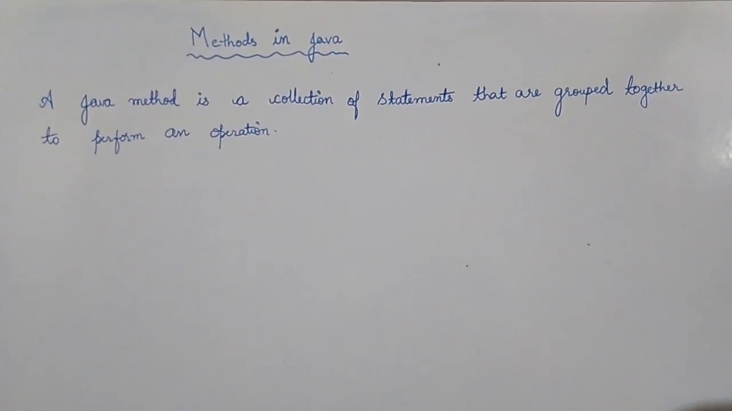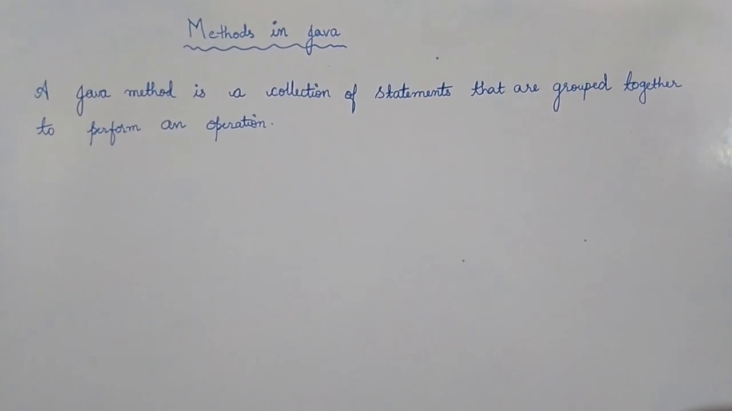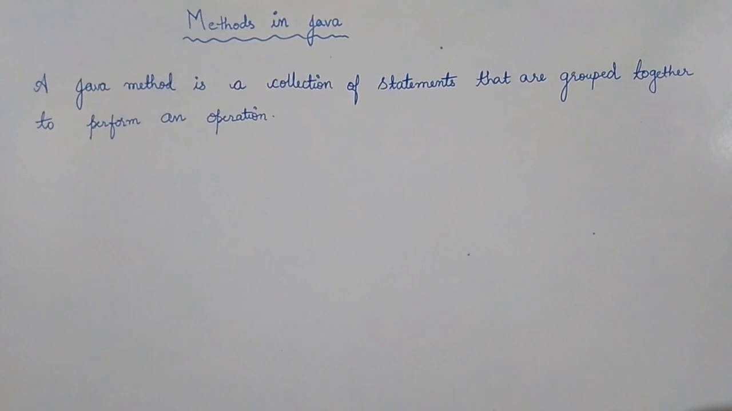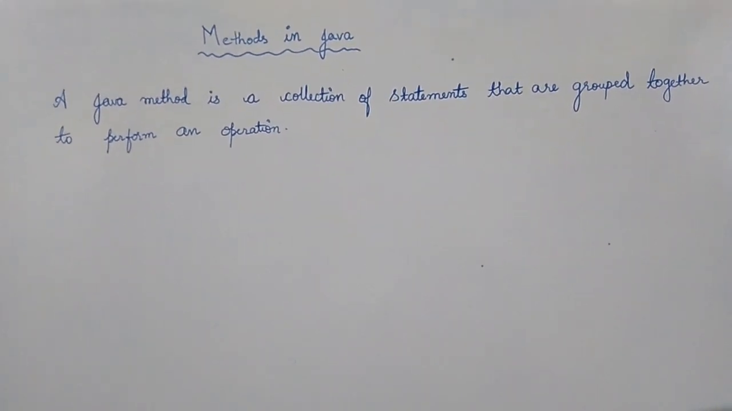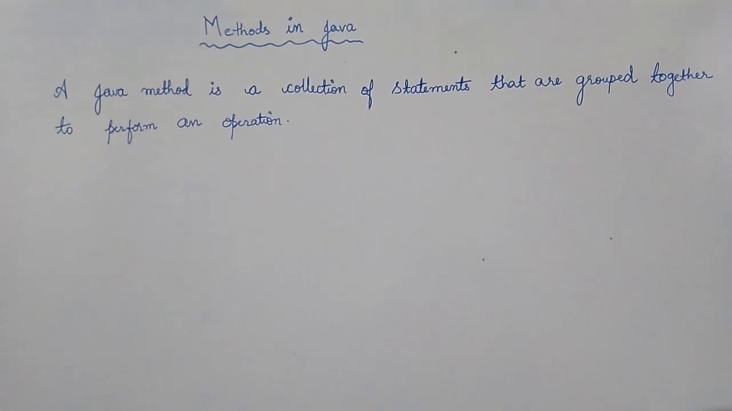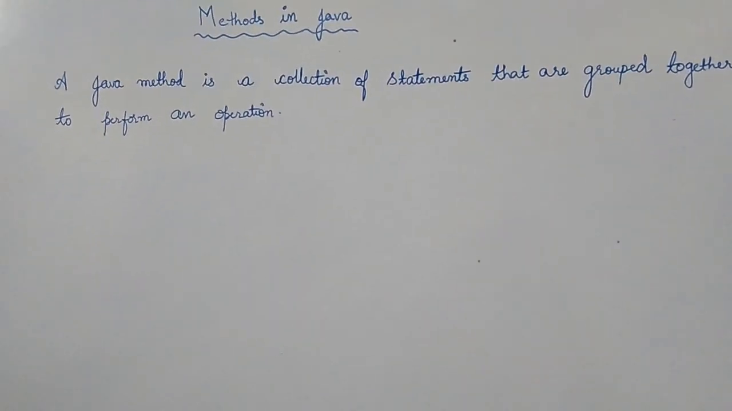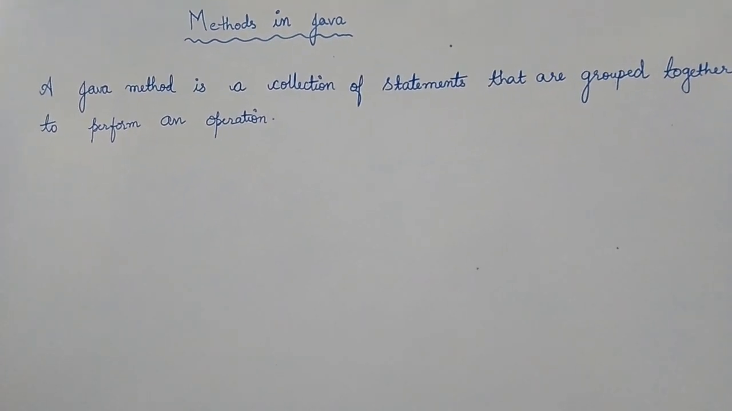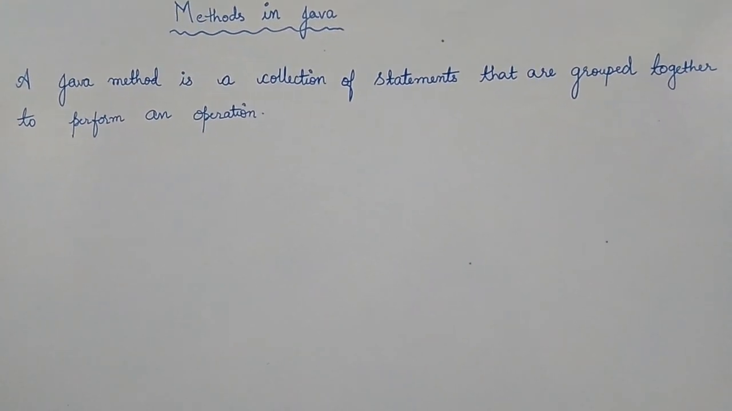So the definition of a method is a collection of statements that are grouped together to perform an operation. Methods are similar to the functions that we see in C programming, and in some other languages they are also called procedures, but in Java they are called methods. Blocks of code that are executed again and again. The purpose of methods is code reusability, and methods are executed only if we call them.